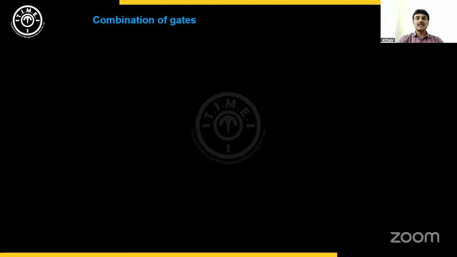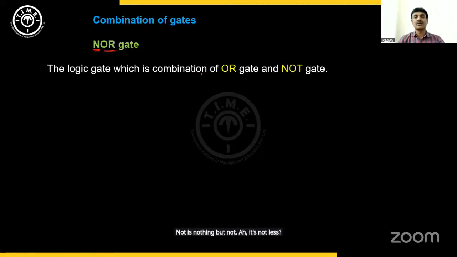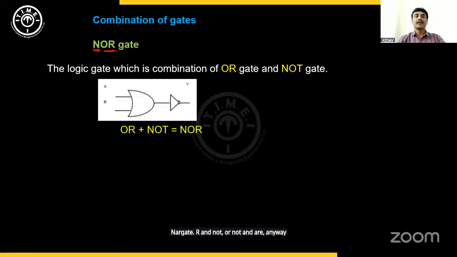Now, coming to the combination of gates. As I told you, these OR and AND gates can be combined with the NOT gate to get NOR and NAND gates. So first, the NOR gate. NOR is nothing but not OR. A logic gate which is a combination of OR and NOT is called a NOR gate. This is an OR gate and this is a NOT gate. This combination is a NOR gate.